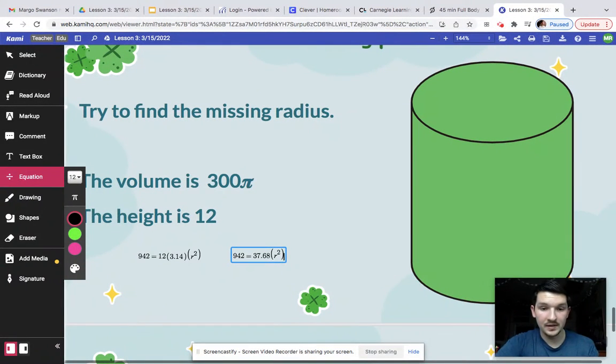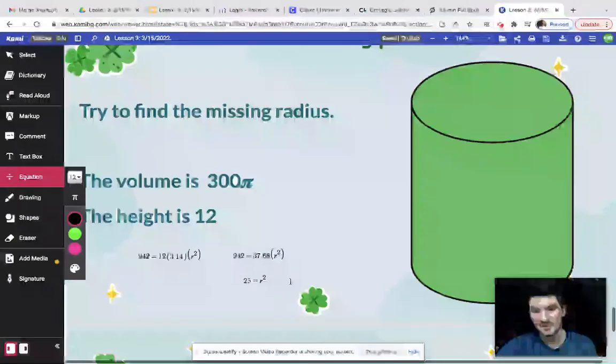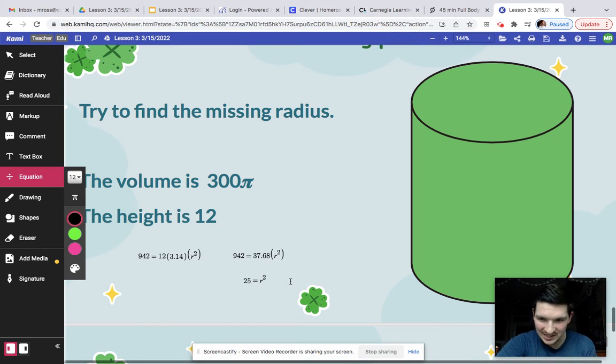Now, y'all, what we have to do next is divide. So 942 divided by 37.68, and you end up with 25. So now we have 25 equals r to the second. There are two ways you can do this. Ask yourself, what times itself equals 25? Not numbers, but what times itself. 2 times 2, 3 times 3, 4 times 4. Well, 5 times 5 will equal 25.